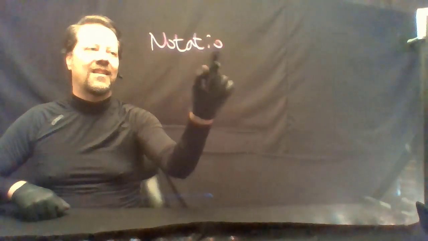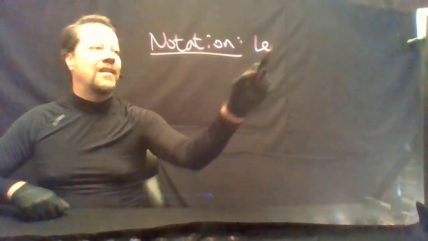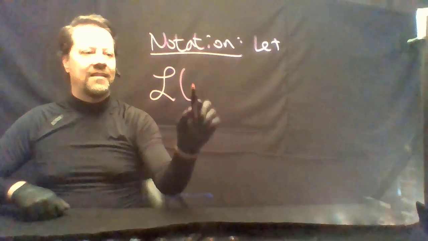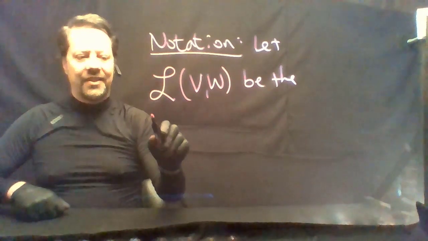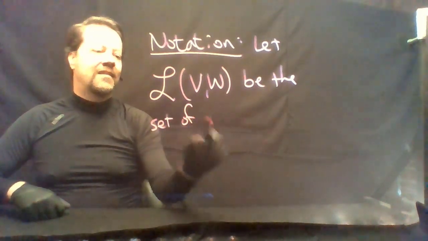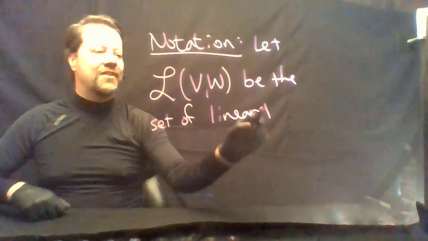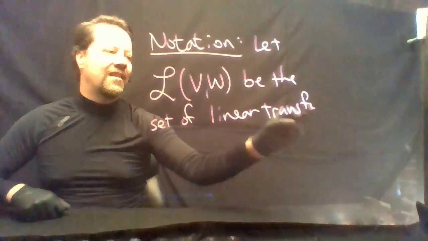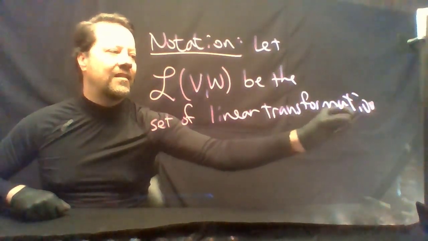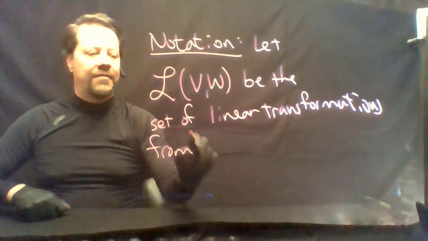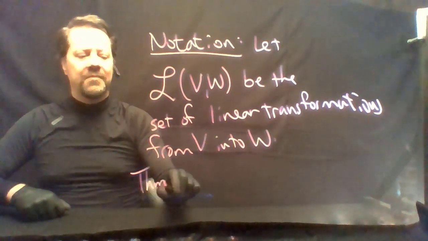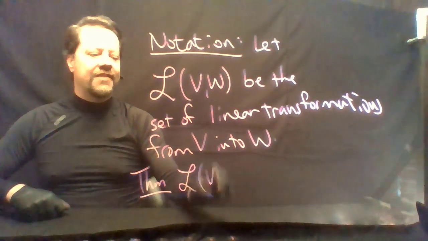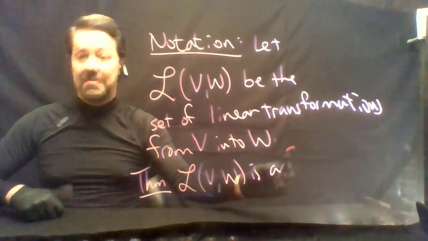We'll make some notation first. Let L(V, W) be the collection or set of linear transformations from V into W. We have the following theorem. This set of linear transformations is a vector space.